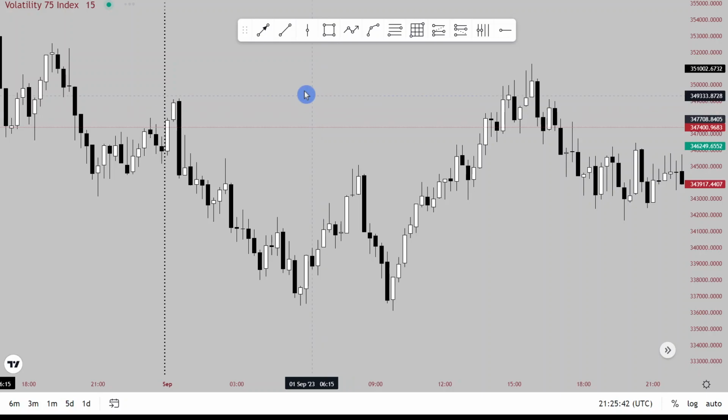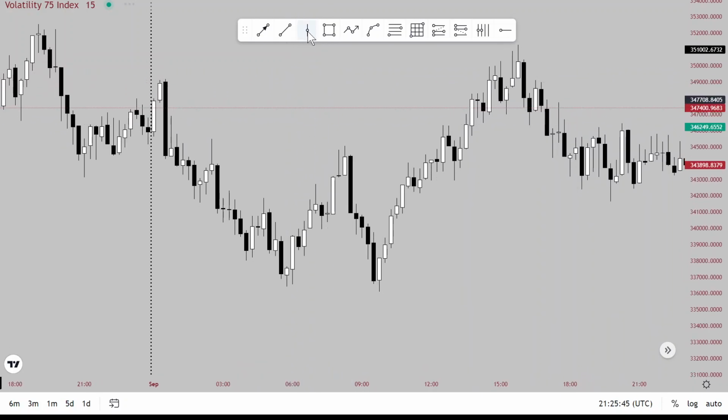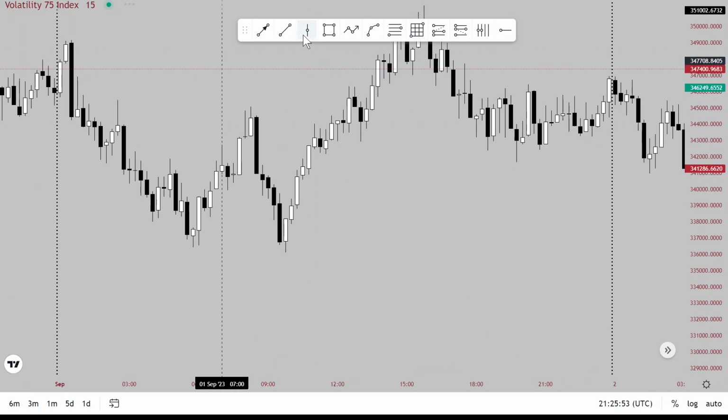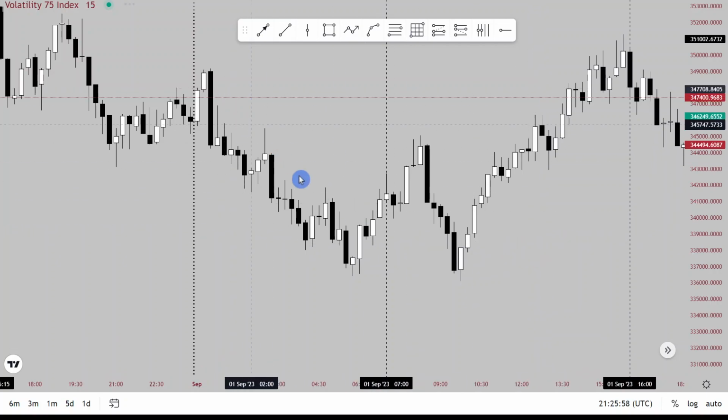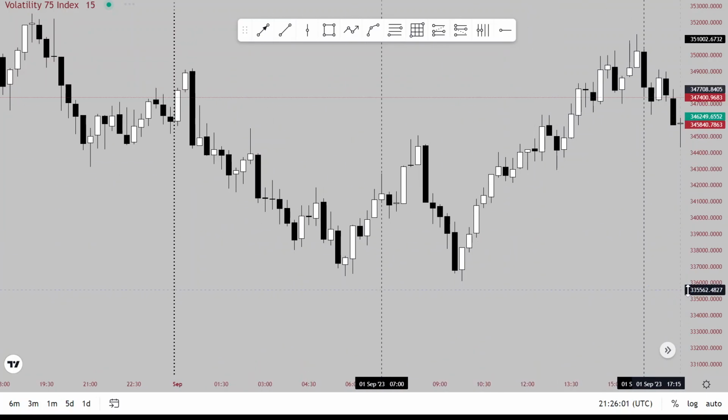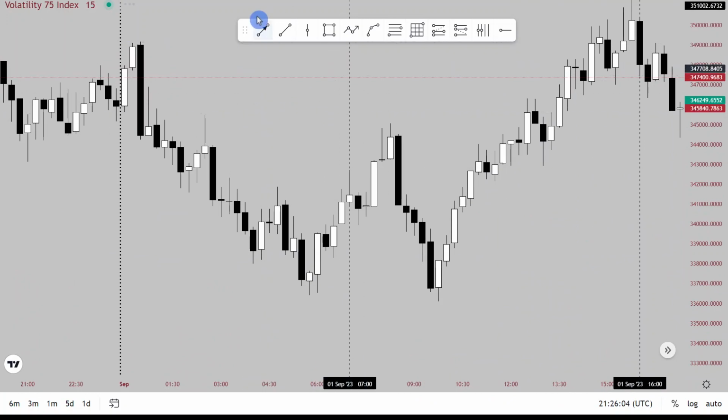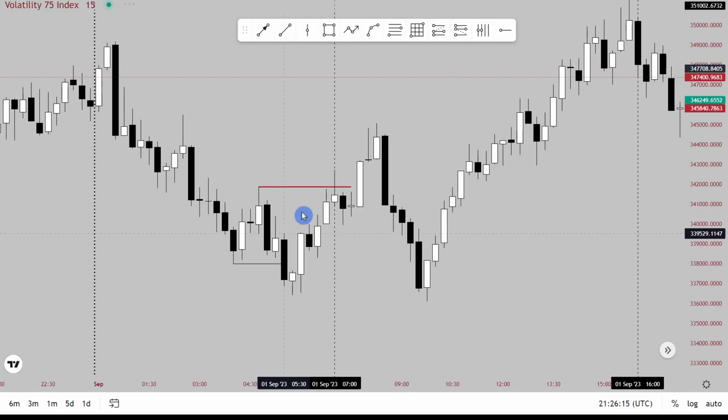Let's look at 1 or 2 more examples. Let's look at this example between 7 and 16. That's 4. So around here, you're looking for what manipulations and break of structures have happened. And we can clearly see that there was manipulation of this low and a break of structure of this high. So right after 7, we are only looking for a pullback to an order block with fair value gap to buy from. So we have this order block, we have this fair value gap.